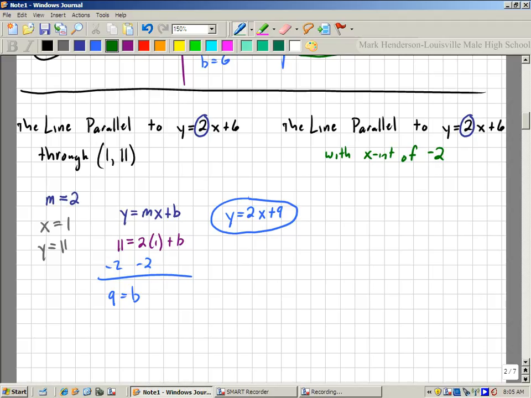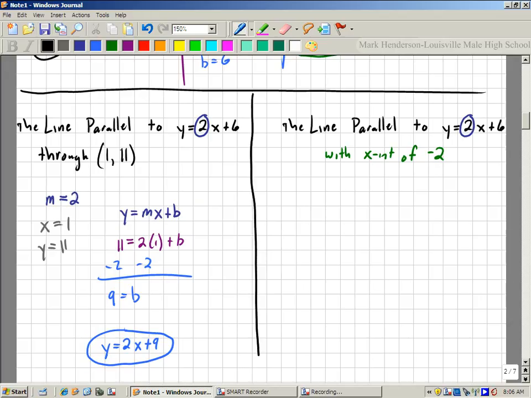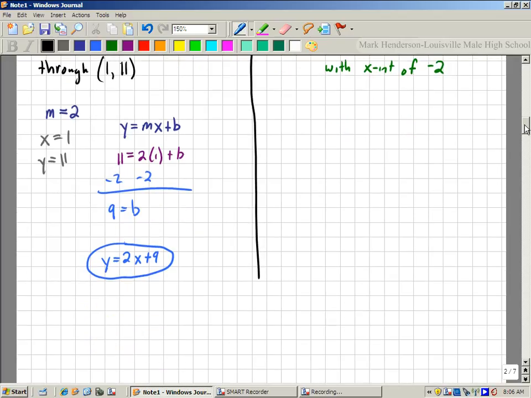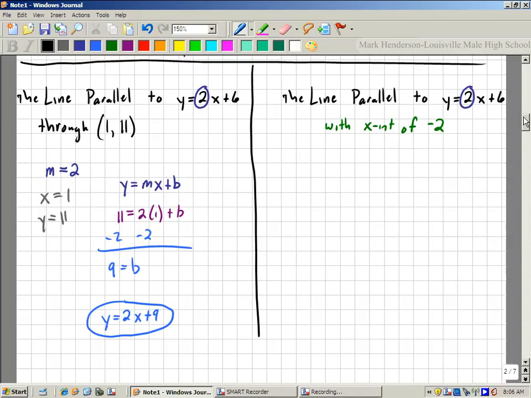So what happens if I have this weird scenario? If I just have an x-intercept instead of having a point. Anybody know what to do? Yes, y is 0. But there's more to it than just that.